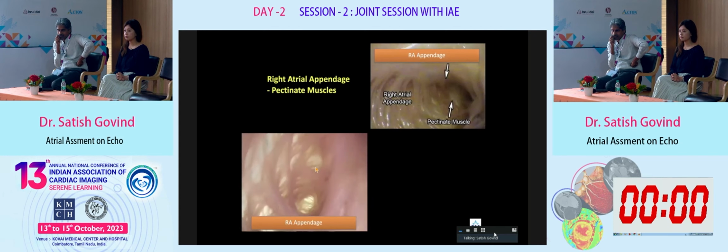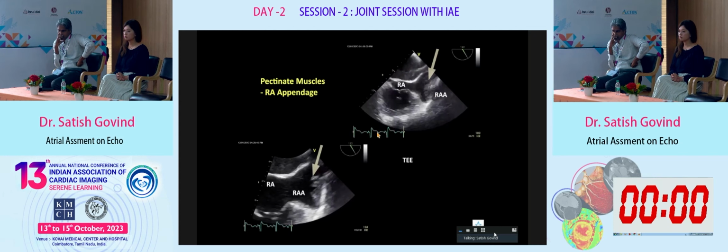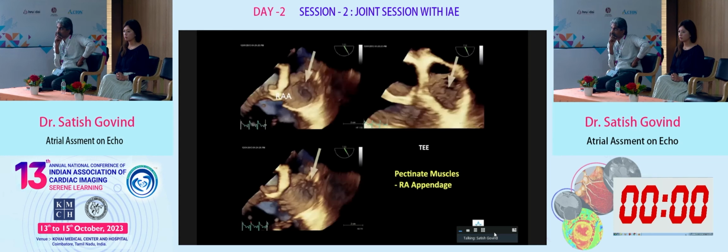And then the right atrial appendage, not much to be focused upon. But once in a while, we get these prominent pectinate muscles, and somebody who's not experienced or not aware of it can mistake it for some sort of a tumor or a thrombus over there. This has been mistaken and has happened, so we have to be aware of this. So in this particular patient, there are very prominent pectinate muscles over there.